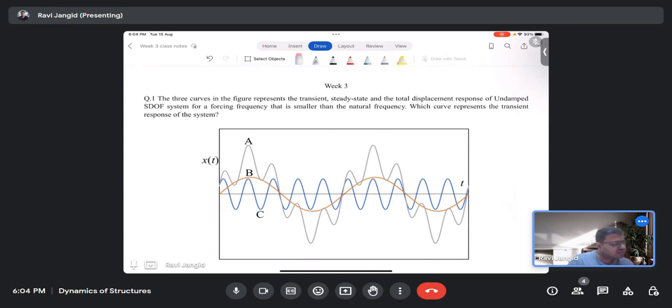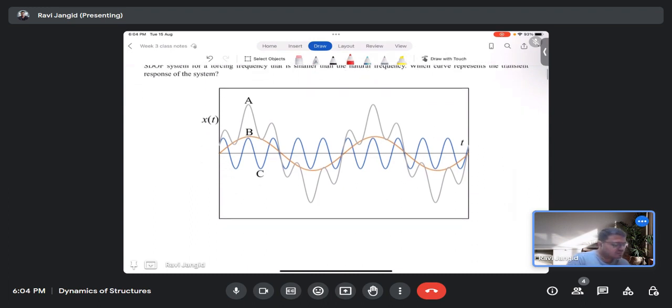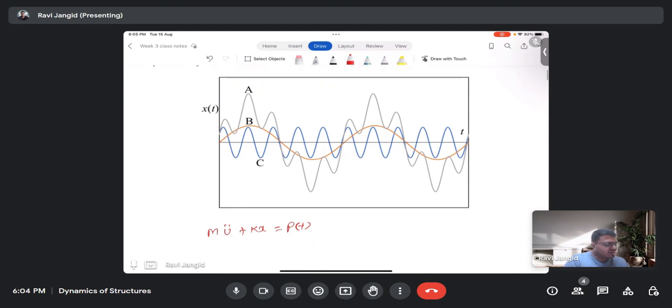Anyone can tell me? In the solution, we have m u double dot plus kx is equal to p(t). So one is the complementary solution, one is the particular solution. So our total solution u total will be the complementary solution plus the particular solution.